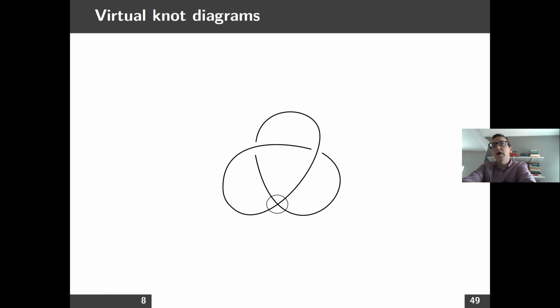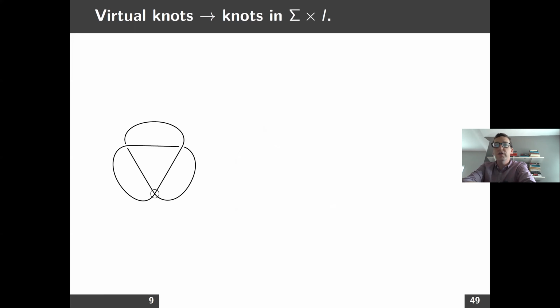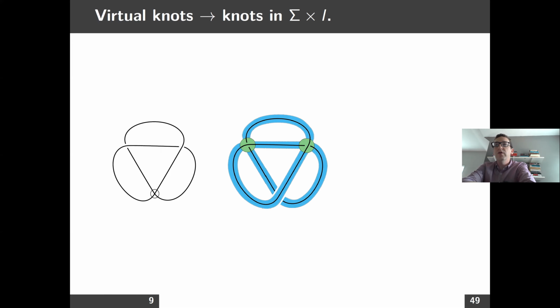Okay, now you can convert any virtual knot diagram to a knot diagram on a surface using what's called the Carter surface construction. We start here with some knot diagram like this. We put a 0-handle at each of the classical crossings, and a 1-handle along each of the edges of the diagram, like so. The 0-handles here are denoted in green and the 1-handles in blue. This gives you a compact oriented surface with some boundary components.